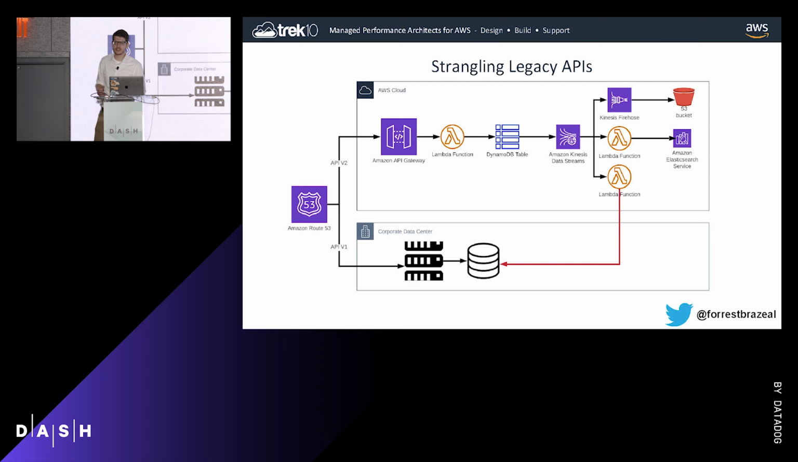In their case, they had a legacy database. I think it was a MongoDB Atlas. I know that sounds hardly legacy, probably compared to some things that you might be working with. But they had a legacy API in front of that. They wanted to move to a more traditional serverless architecture, so think API Gateway, DynamoDB, Lambda.